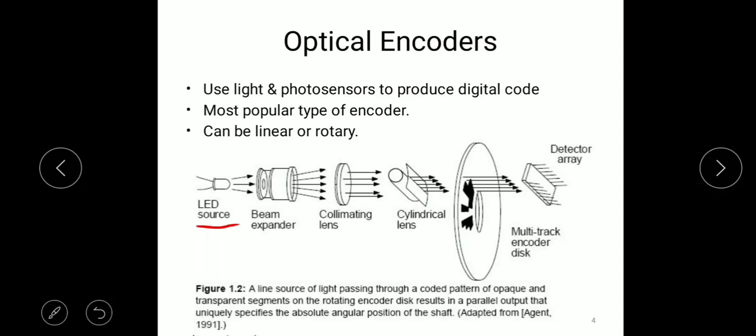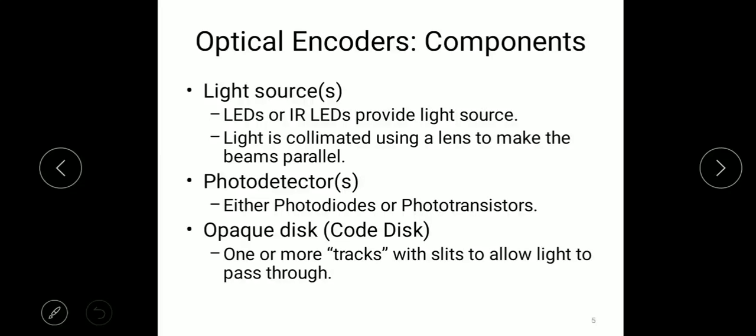These are the components required for optical encoders. As we discussed, it requires a light source, which may be an LED, an infrared LED, or any kind of light source. Light is collimated using a lens, which is required to make a beam of parallel path.